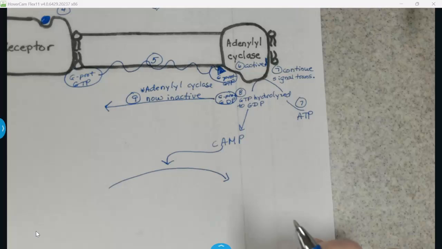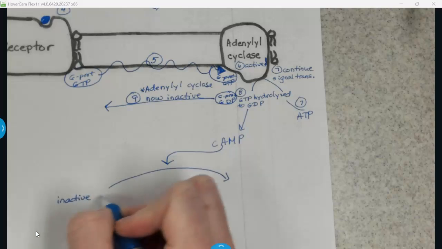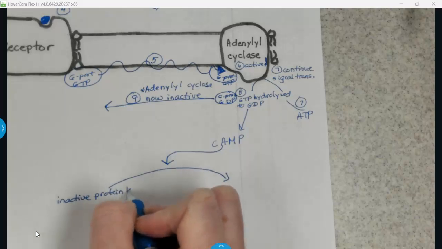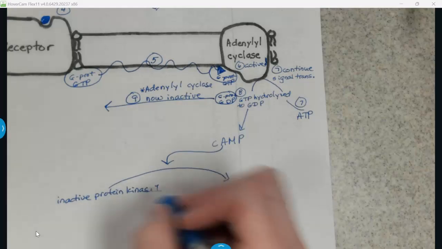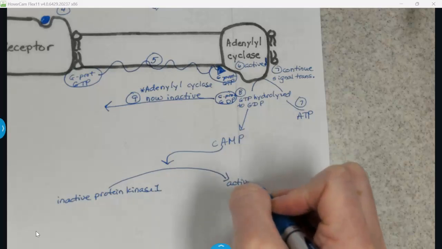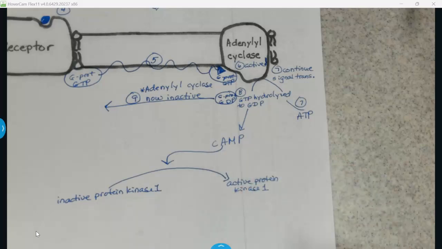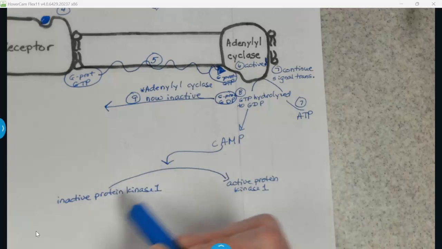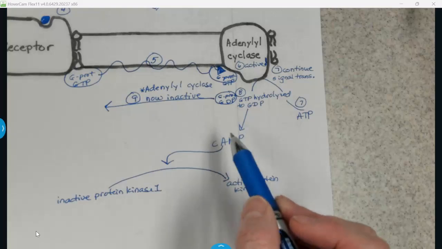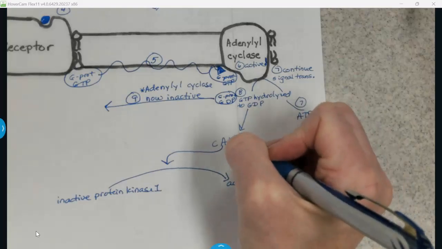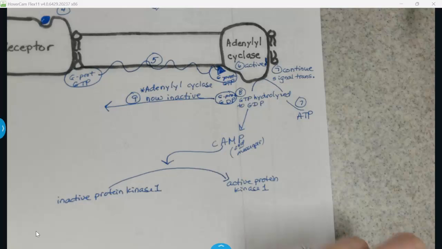He is going to be the guy that takes an inactive protein kinase, I'm going to just number it number 1, inactive protein kinase number 1, and he's going to turn it into active protein kinase number 1. So cyclic AMP converts an inactive protein kinase to an active protein kinase. So this is the first one. He is our second messenger. So if you need to make a little note here, second messenger. Right? He's in the cytoplasm doing his job.